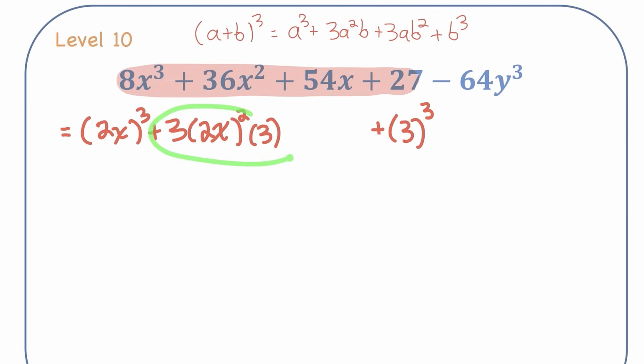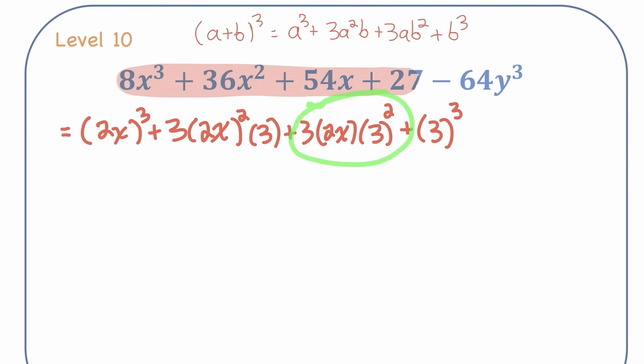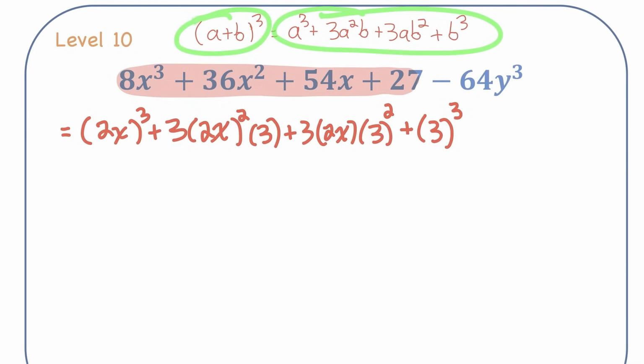If I were to simplify this, I would have 36x squared. Great. Now does this term follow this rule? Is it equal to 3 times a times b squared? If I were to simplify this, I would get 54x. So because it follows this structure, I can factor it to a plus b cubed. So I can just factor it to 2x plus 3 cubed.